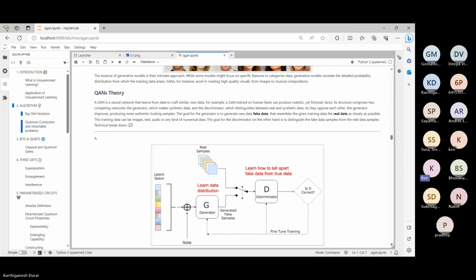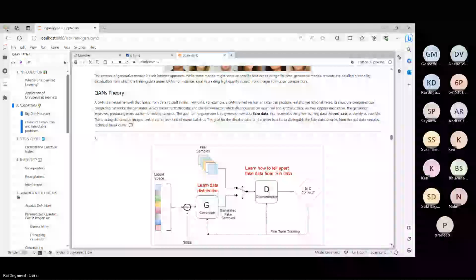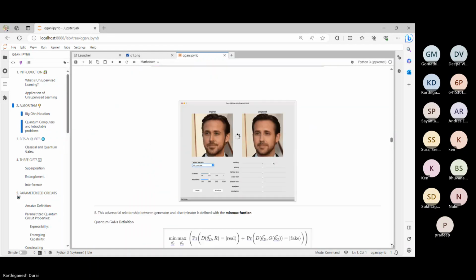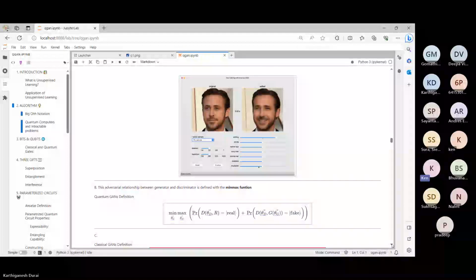Okay, and if we could scroll down now, KG. And what this adversarial network has allowed us to do now, KG, if you could scroll down. Yes, right here. Let's get Ryan Gosling now.